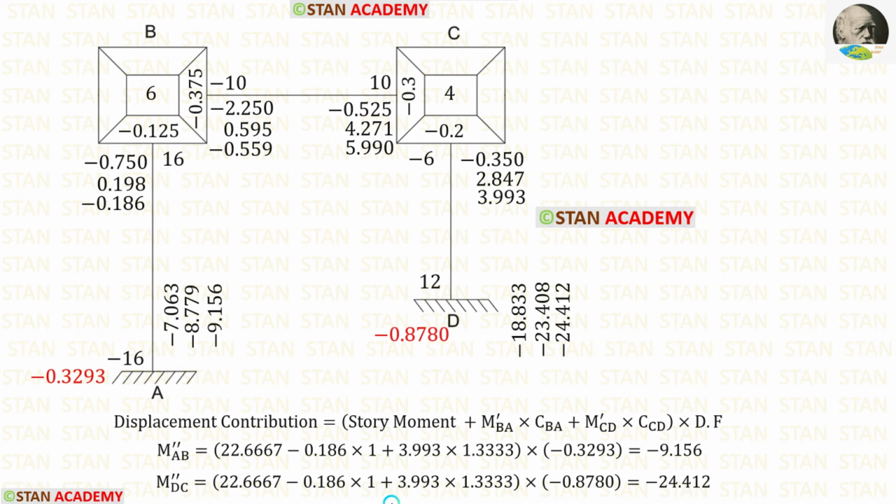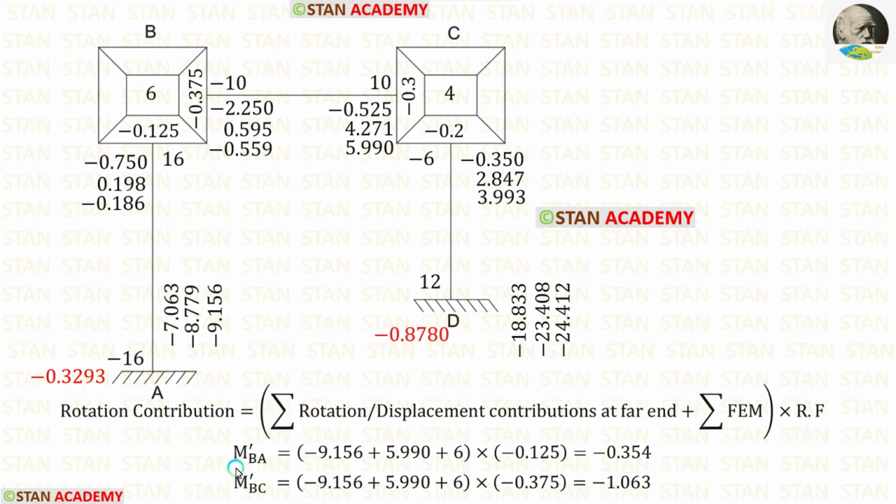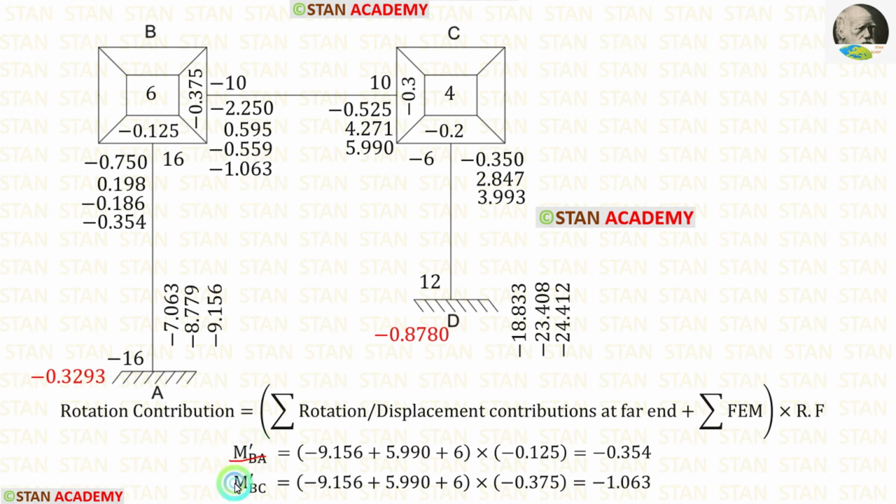Let us start the fourth iteration. Now let us find M dash BA. For that, we have to add these three values and then multiply with the rotation factor for BA. When we do that, we are getting minus 0.354. The rotation factor for BC is minus 0.375. For M dash BC, we are getting minus 1.063. Let us apply both of the values.